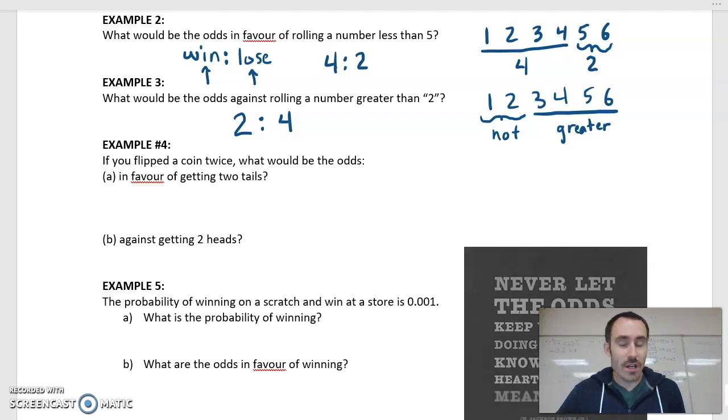That one's a little bit tricky. And so maybe you can see how this odds thing is going to take some brain power. Please do the practice for this section, okay? It's going to take some work.